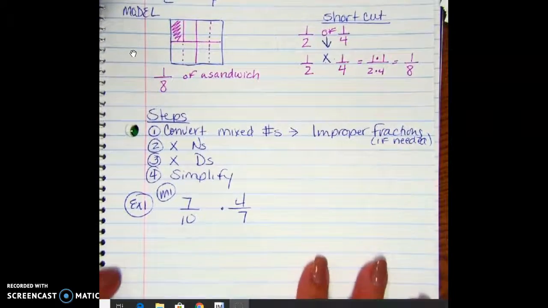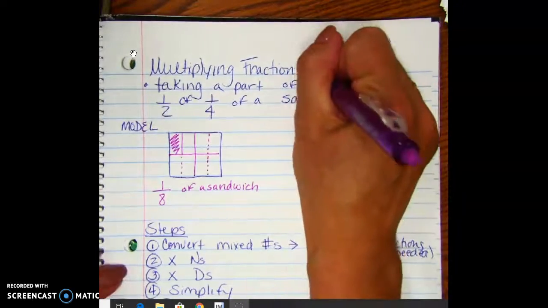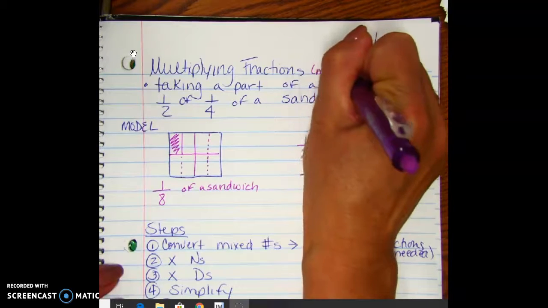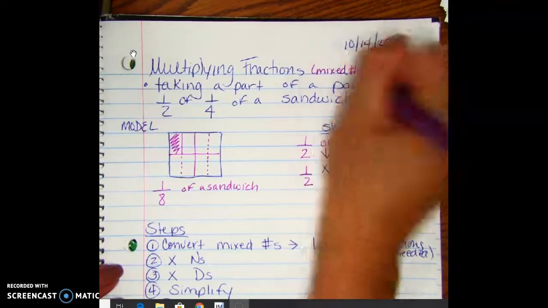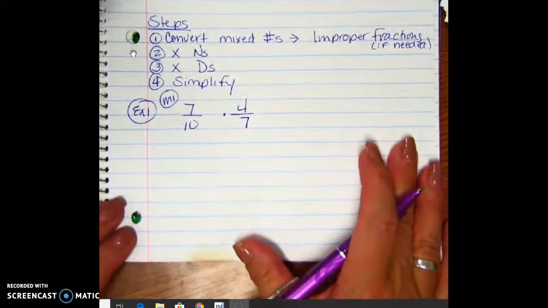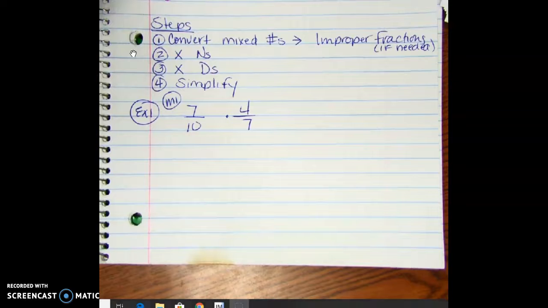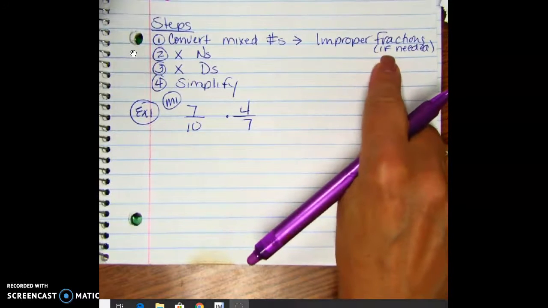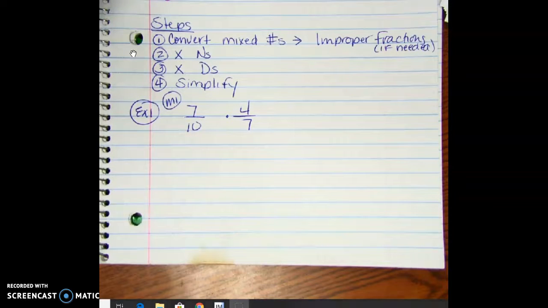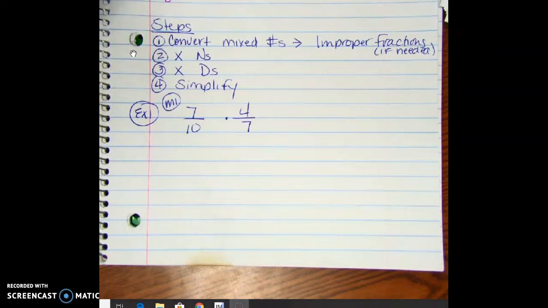So let's talk about multiplying fractions, but we're also going to be multiplying mixed numbers because we're 6th grade, so we move right along. So let's take a look at the steps. The first step is to convert mixed numbers into improper fractions, if needed, because you're still going to have fractions. Next, you will multiply your numerators, then you will multiply your denominators, and then you simplify.